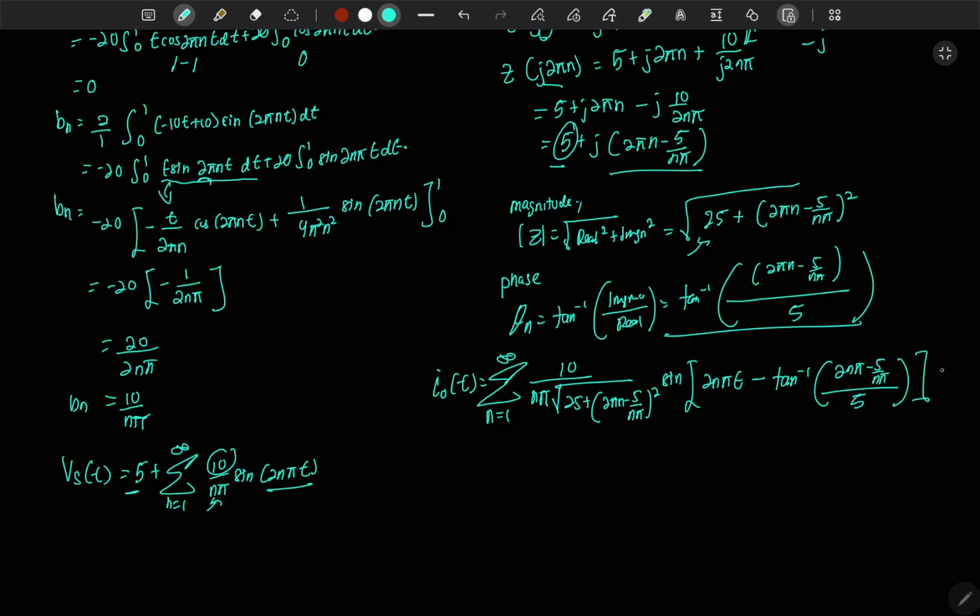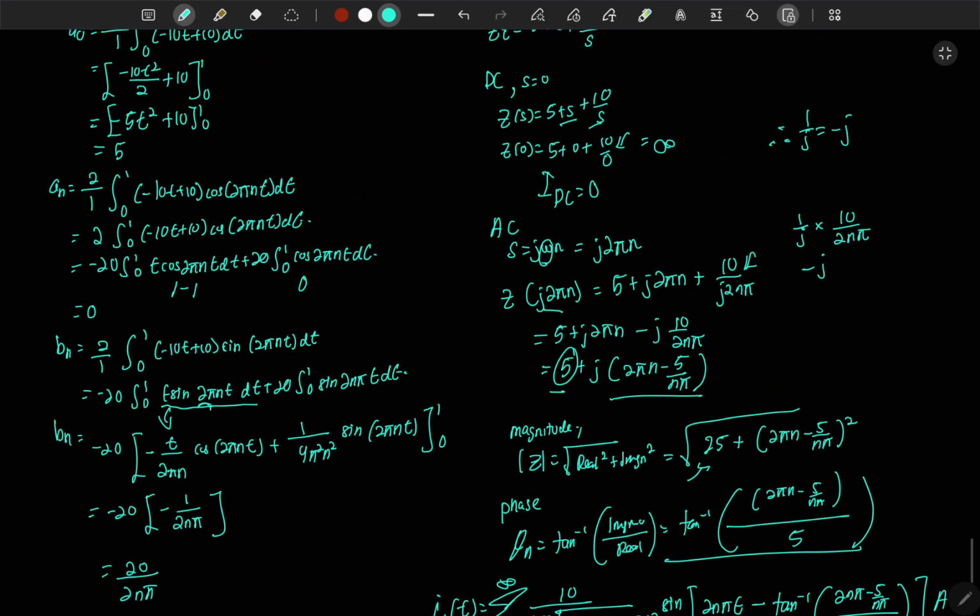Then you close the bracket, and because it is current you put A. Here you could have put V, but you already mentioned it, so you don't need to put it here. It's just for namesake. This is how you solve it. Okay, thank you.